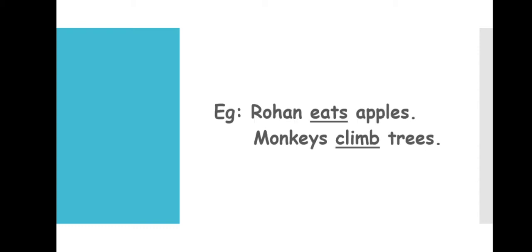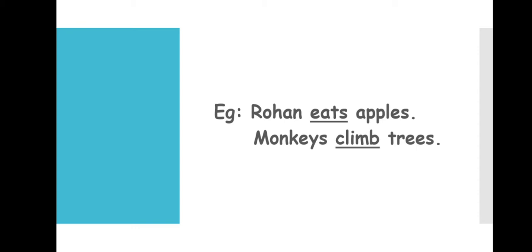Now let's look at the examples. We have the same examples here. Rohan eats apples. The subject is Rohan and Rohan is a person. What is he doing? He is eating apples. So eats is the main verb. It's the main action done by the subject Rohan.